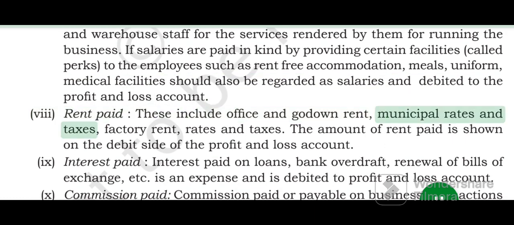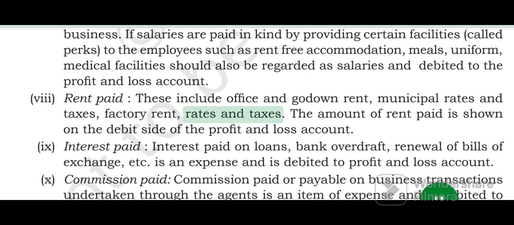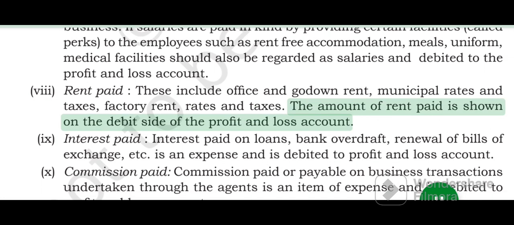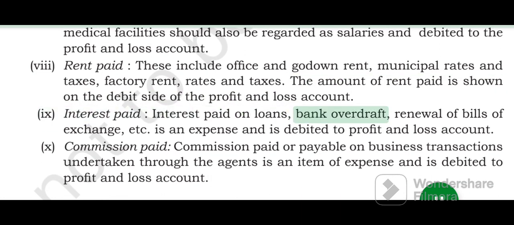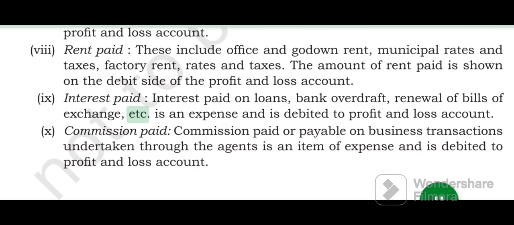VIII. Rent paid. These include office and godown rent, municipal rates and taxes, factory rent, rates and taxes. The amount of rent paid is shown on the debit side of the profit and loss account. IX. Interest paid. Interest paid on loans, bank overdraft, renewal of bills of exchange, etc. is an expense and is debited to profit and loss account.